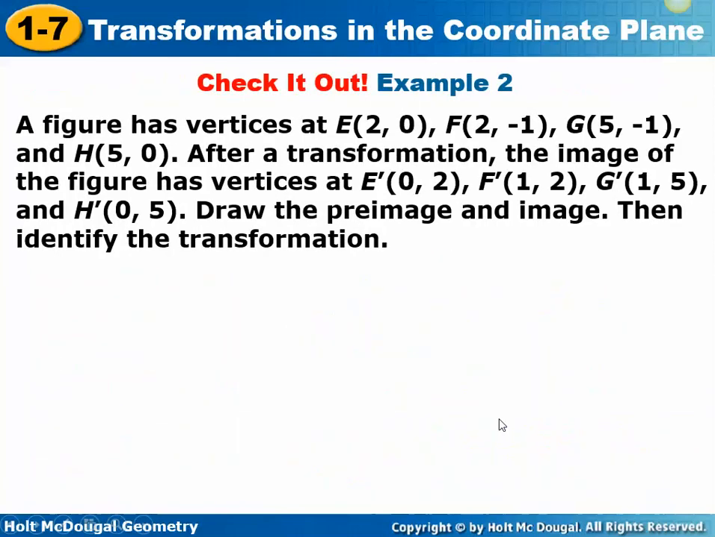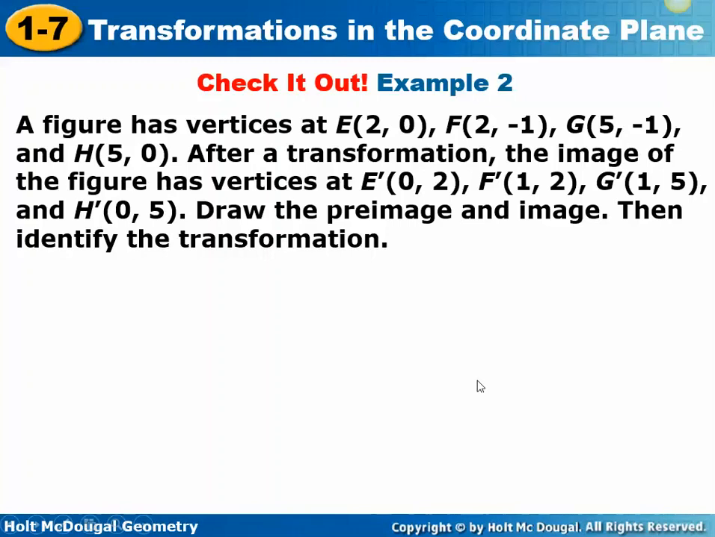Okay, here's another one to try. So you're going to sketch the vertices. Here's E, F, and G, oh, and H. So this one's going to be a quadrilateral. And then it's going to have a transformation, and they have the image vertices as well. So draw those. So just get a piece of graph paper, or in Sketchpad try these. Pause the video and then come back and check your work. And also say what the transformation is.